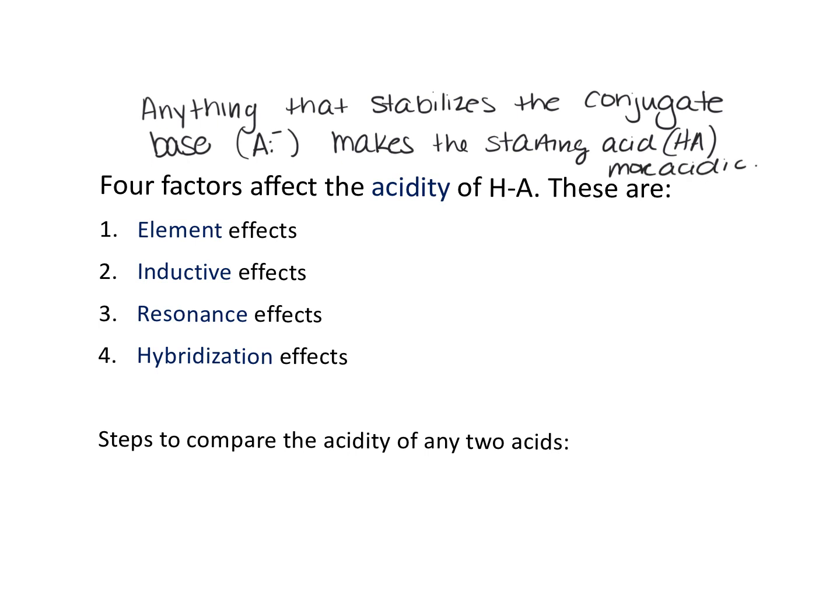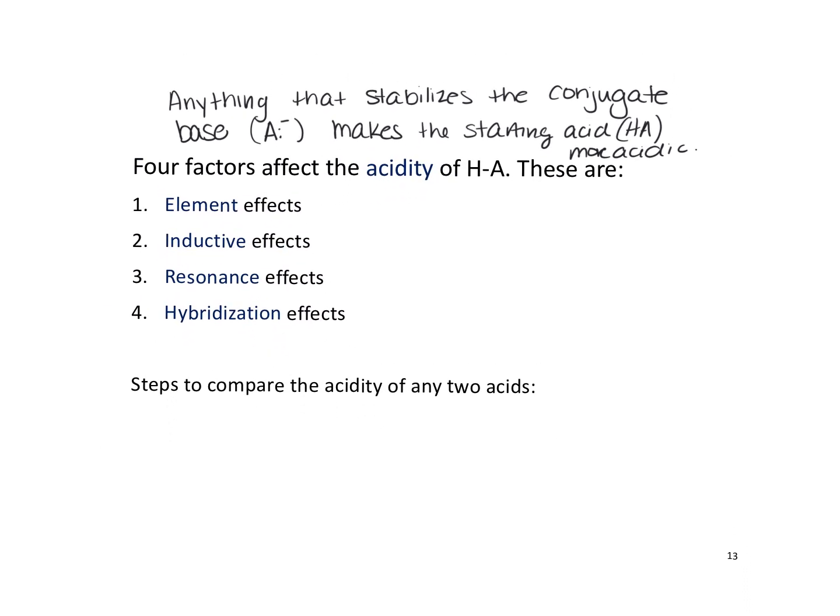So in this screencast, we're going to talk about 4 factors that affect the acidity of the acid. And these are element effects, inductive effects, resonance effects, and hybridization effects. Now, you will be asked to compare 2 acids to figure out which one is more acidic. And so here are the steps to compare 2 acids.